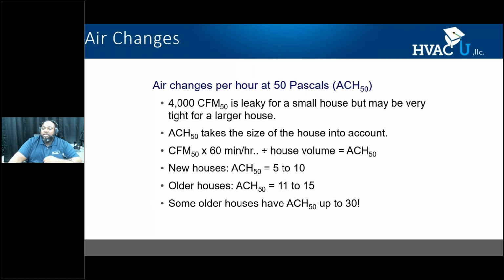Now in the state of Michigan, to build a new house, it has to achieve a blower door number of 4 air changes per hour. Some parts of the U.S. are 2 or 3 air changes per hour. So they're getting more and more aggressive as far as air changes per hour.